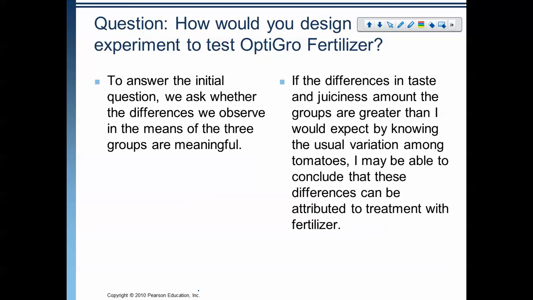And I'll be honest with you, this thing right here, the greater than I would expect by knowing the usual variation among tomatoes, that's all about statistical significance. And this process, significance, is what we do in the last couple months of class.